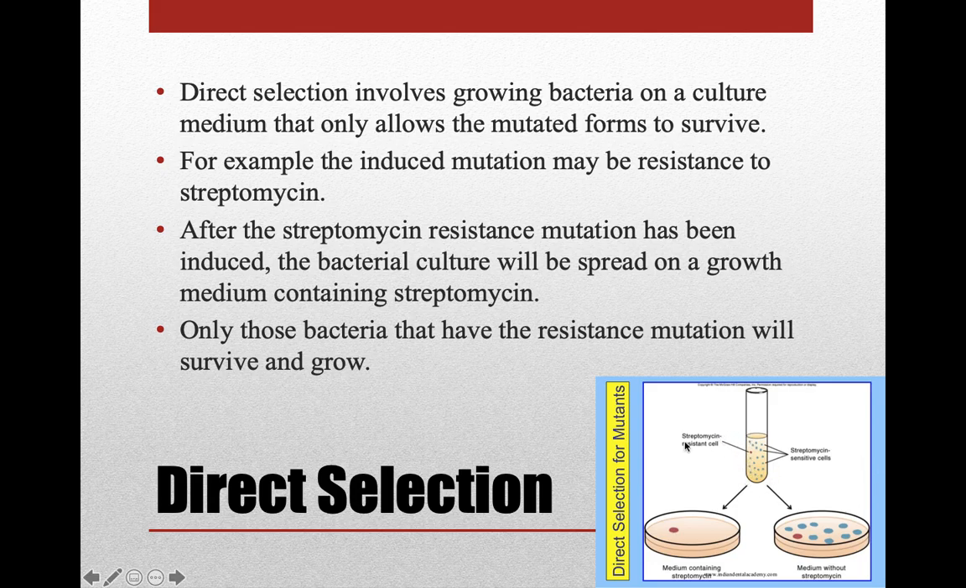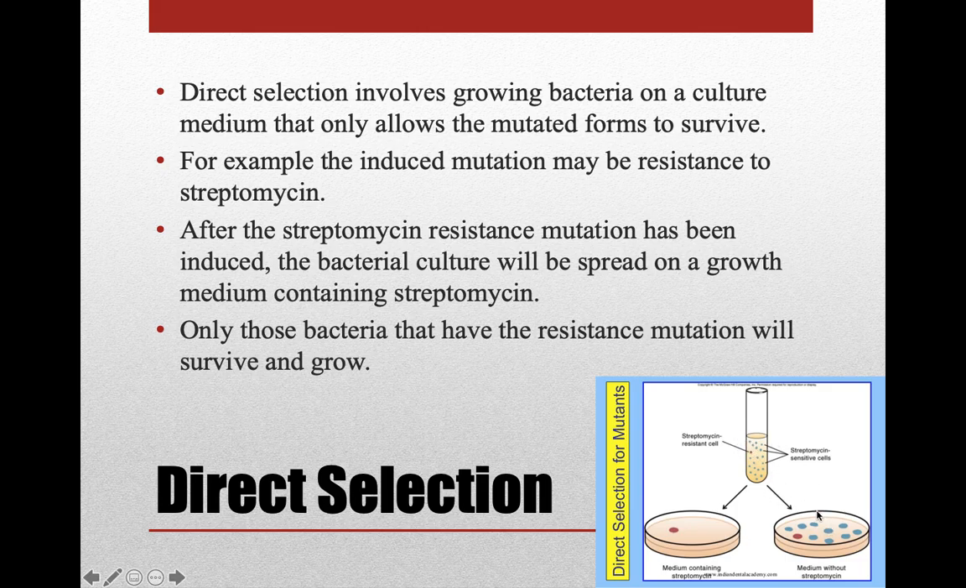So if you're trying to induce a mutation for, say, resistance to an antibiotic, you have a bunch of bacteria that are not resistant to an antibiotic. You're trying to make them resistant to it. So you do all of your tests, you hit them with UV, you hit them with all kinds of stuff, radiation, trying to make a spontaneous mutation occur to induce that mutation. And then after you're done with all your tests, you pour them on a petri dish that contains the antibiotic that you're attempting to get them to become resistant to.